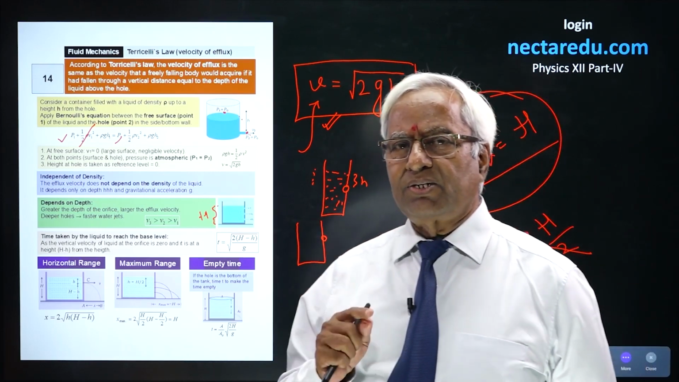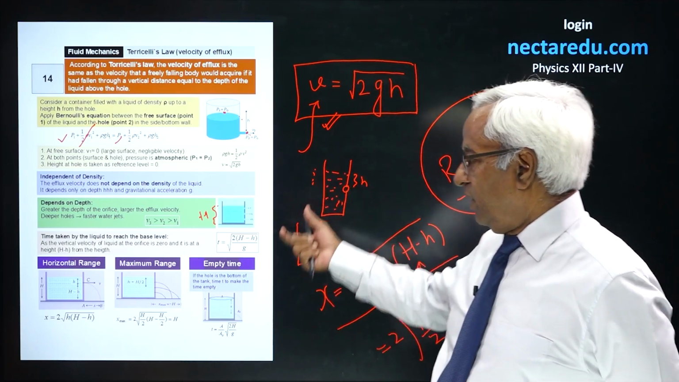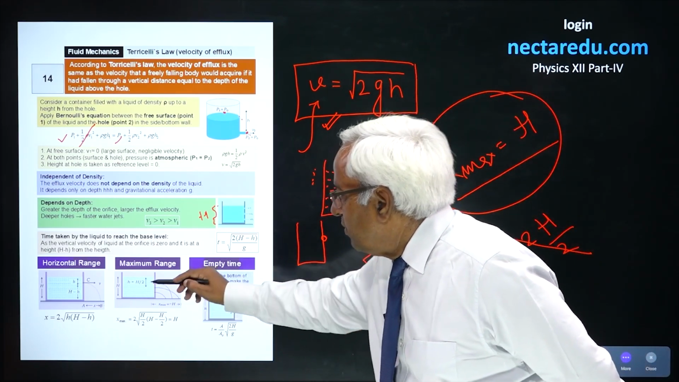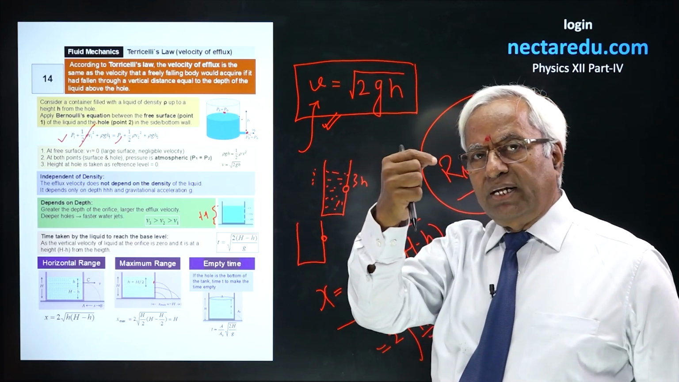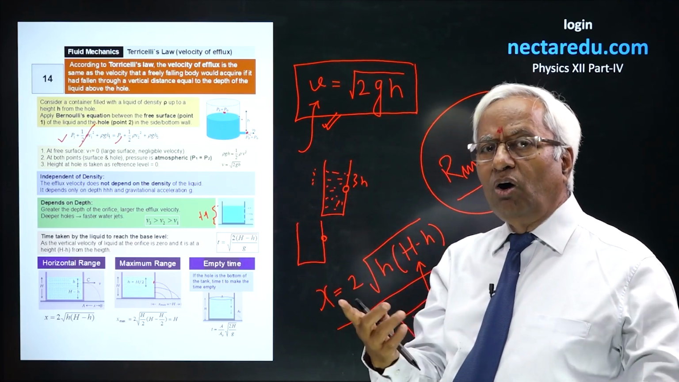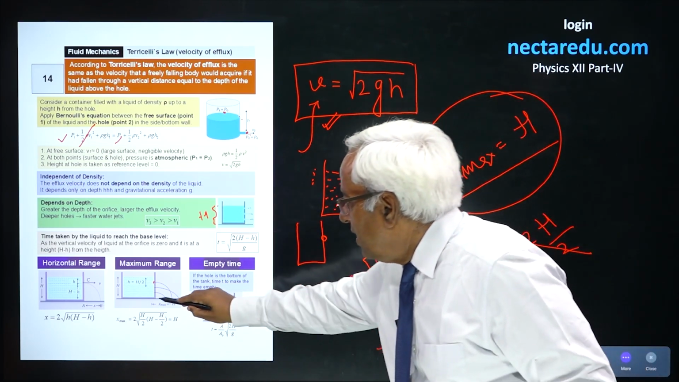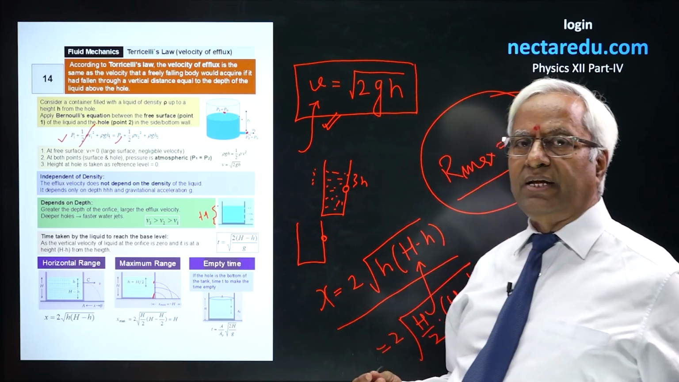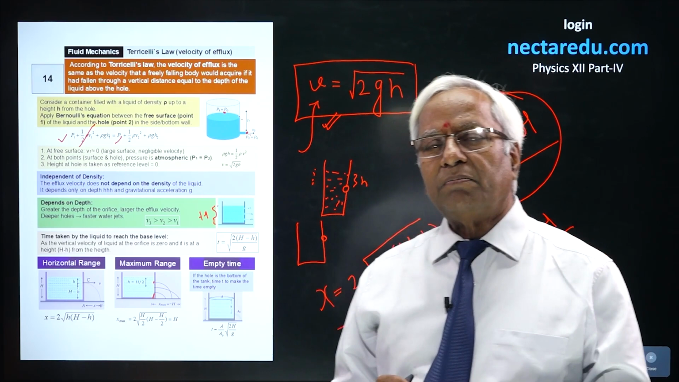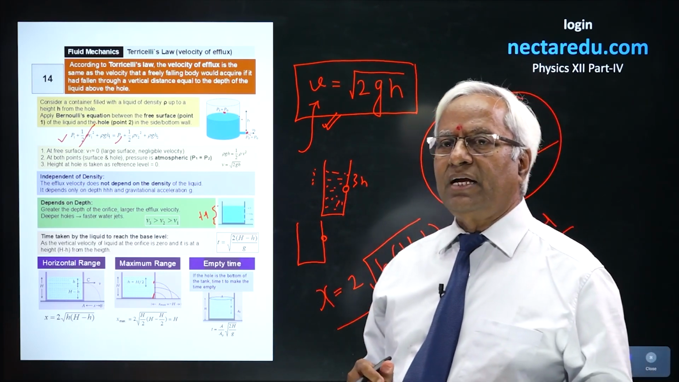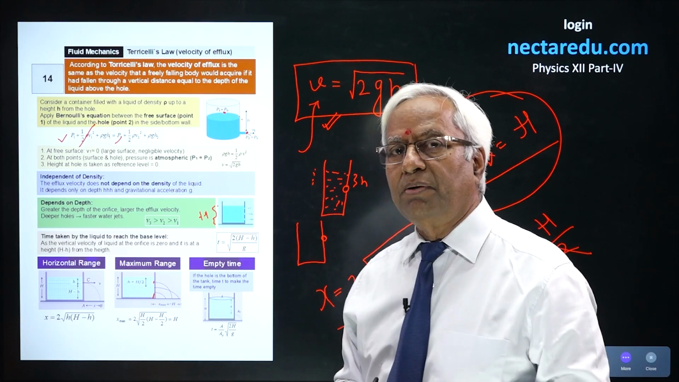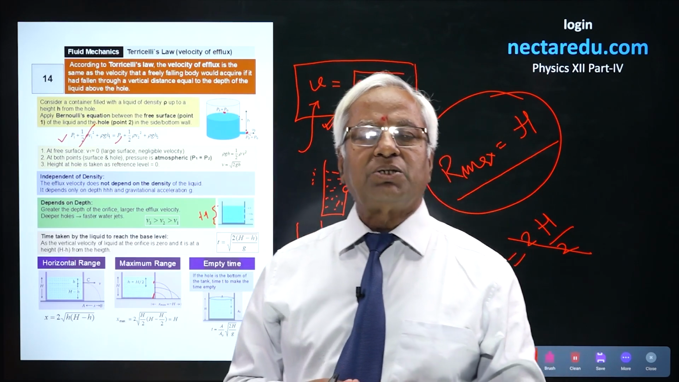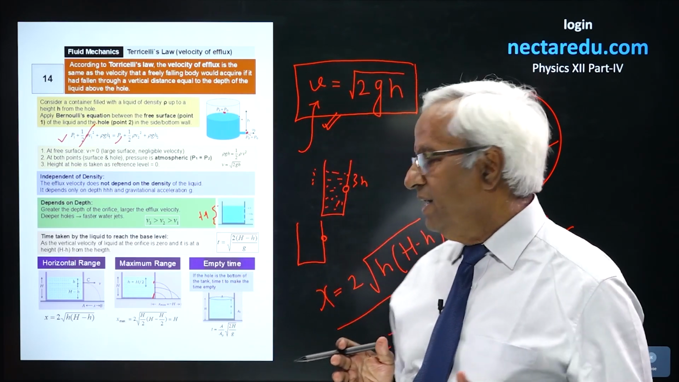One more very interesting aspect of this velocity of efflux is that when you choose the hole at depth small h from the free surface, or other time you take the hole at a height small h from the bottom, in both the cases the range is going to be the same, but naturally it's not going to be greater than the total height of the container. Remember, if the total height of the container is H, then in that case the maximum range possible is going to be H only.